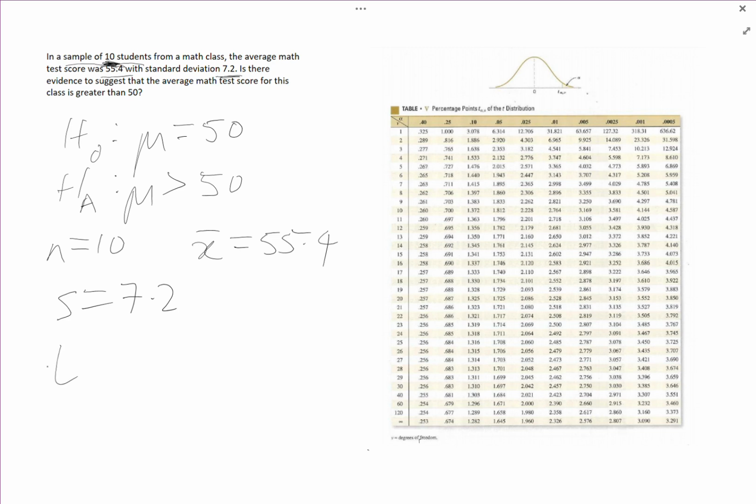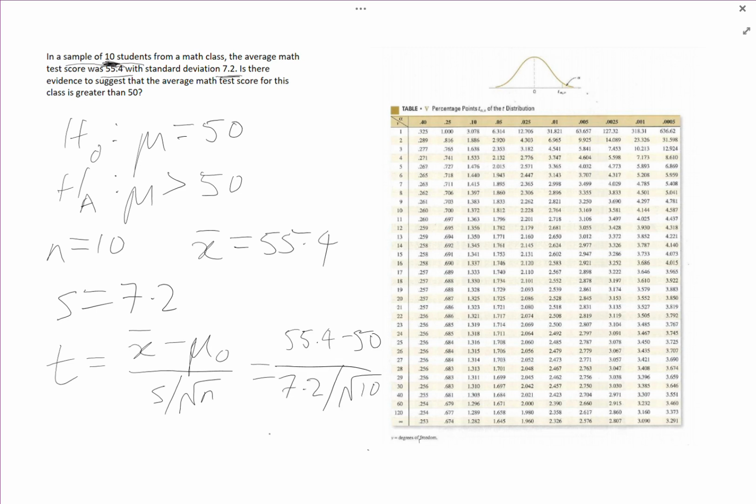The sample statistic for the t-test is the sample mean minus the hypothesized null value of the mean divided by a sample standard deviation on root n. Substituting values into this formula gives 55.4 minus 50 divided by 7.2 over root 10. Evaluating that on your calculator gives 2.37.